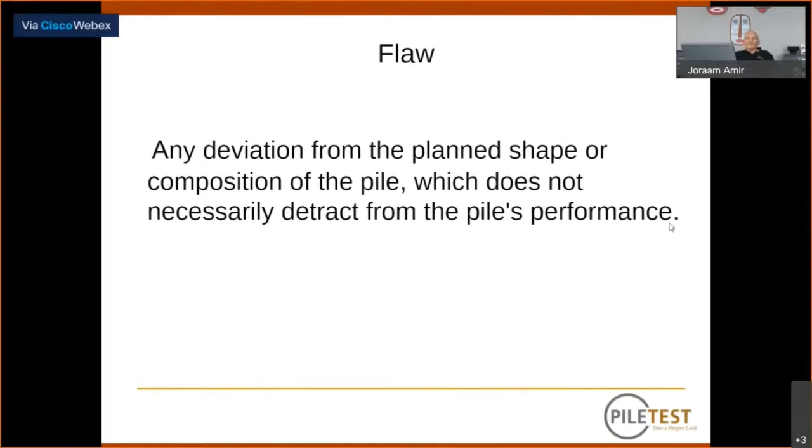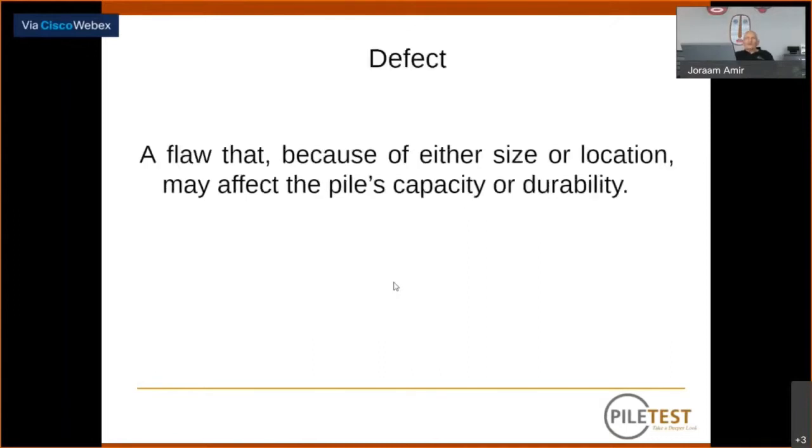So if you have a very small clay pocket close to the bottom of the pile, and the pile is a friction pile, not an end-bearing pile, this may be a flaw. It does not detract from the pile's performance, and that's very important. On the other hand, the defect is a flaw that, because of either size or location, may affect the pile's capacity or durability. So if you have a large flaw close to the top, where the stresses are the highest, you can have a defect.